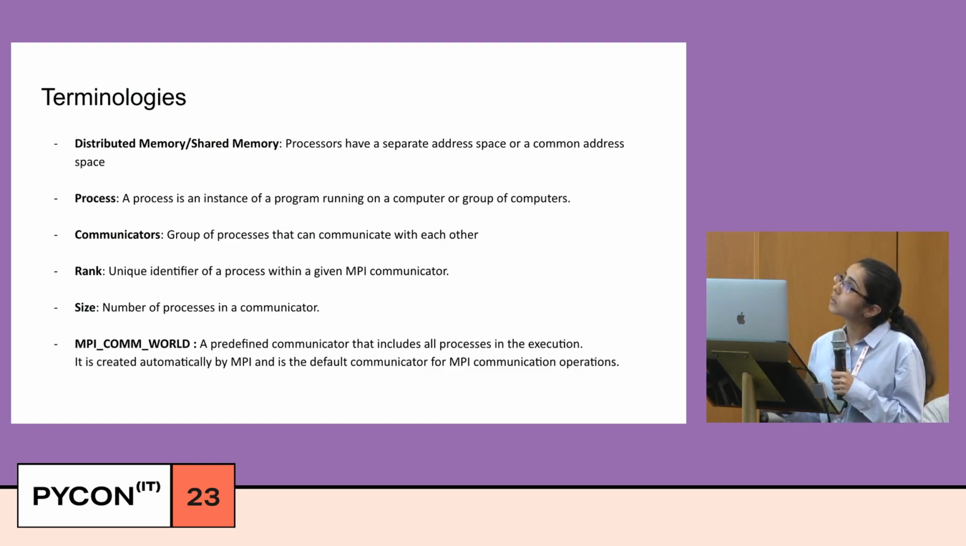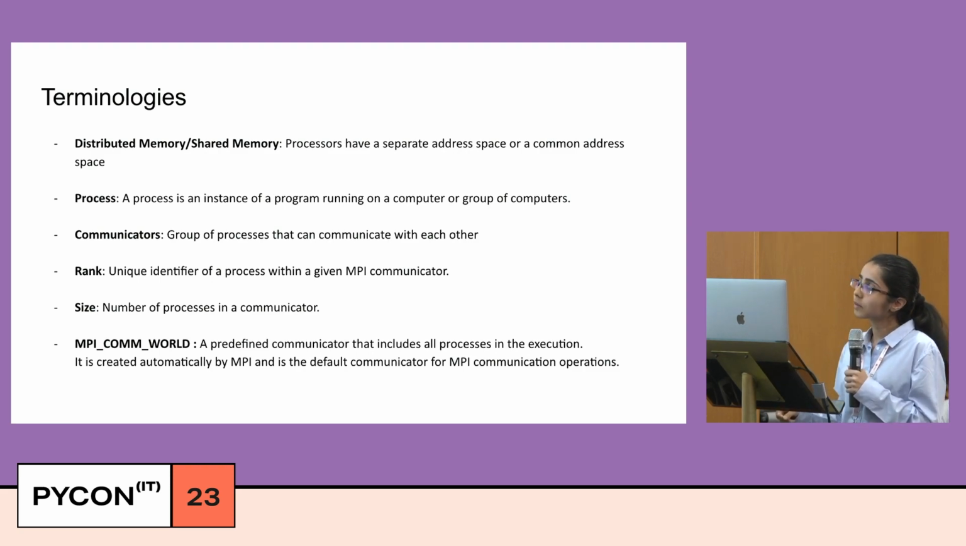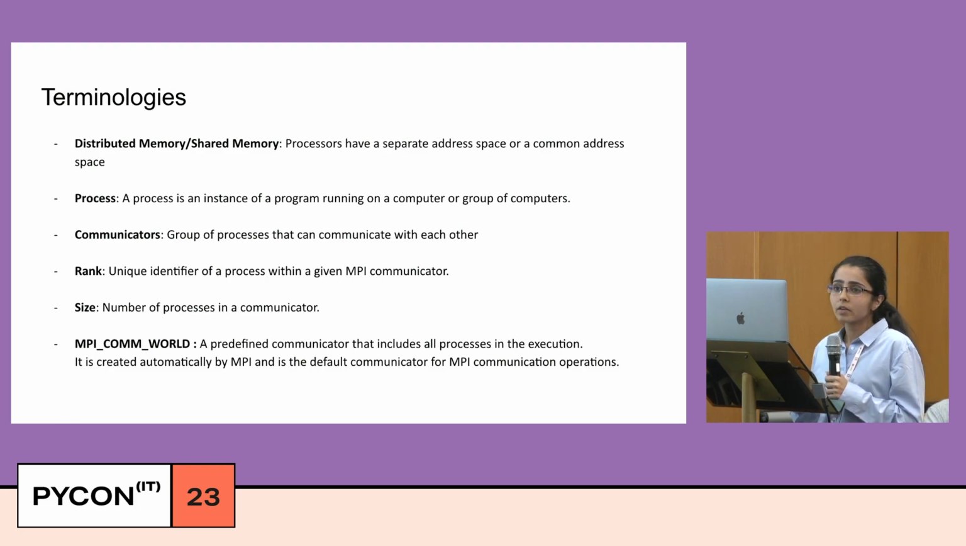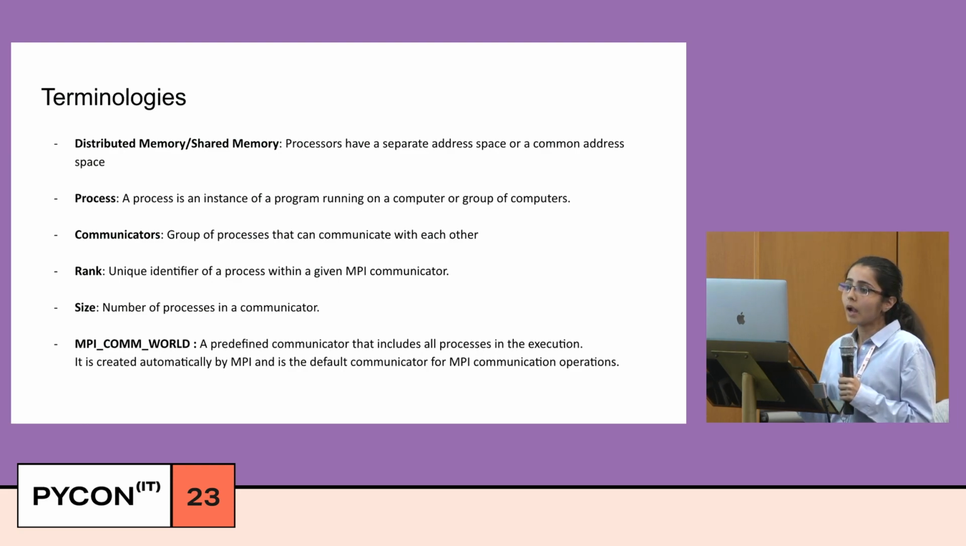First of all, let's focus on some of the basic terminologies that will be used in the future slides. First is distributed memory or shared memory. You might have guessed, if there is a separate address space, then it's distributed memory, and if there is a common address space, it is known as shared memory. Then a process is an instance of a program that is running on a computer. Then there comes the communicator, which is an MPI concept. It is a group of processes that are currently executing, and a rank is used to identify those processes in a communicator.